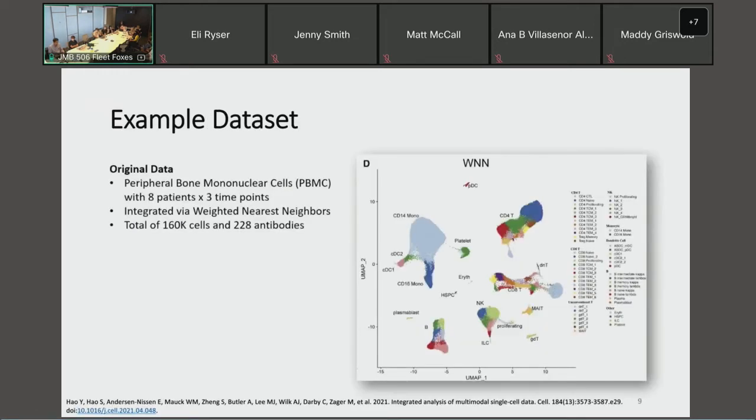So today's example dataset is a PBMC dataset with 8 patients and 3 time points. It's integrated using the weighted nearest neighbor algorithm with a total of 160,000 cells and 228 antibodies. For today's presentation, we've subsampled it down to 10,000 cells, but we're going to keep the 228 antibodies.